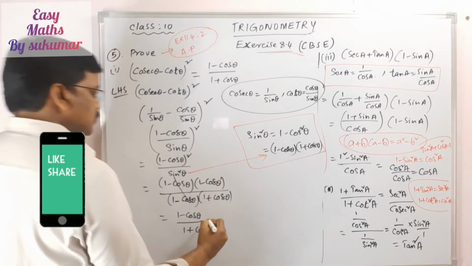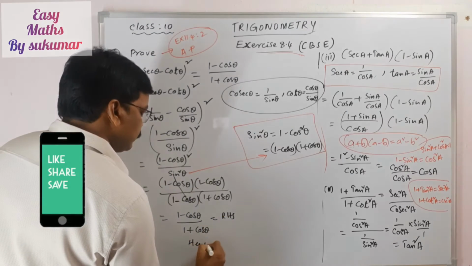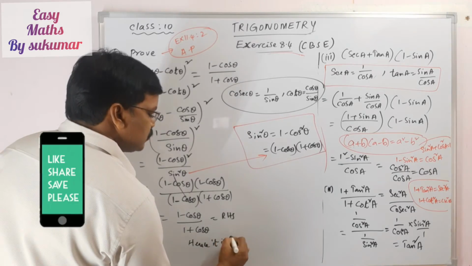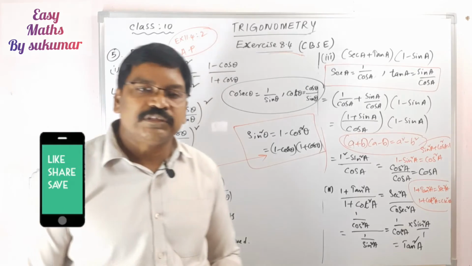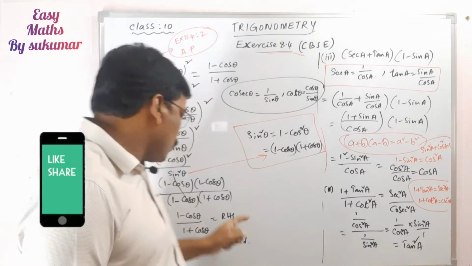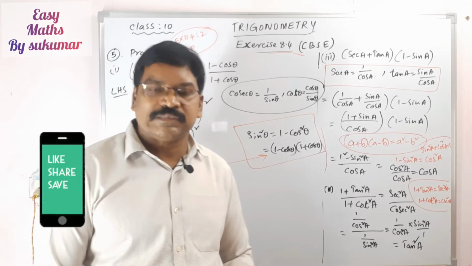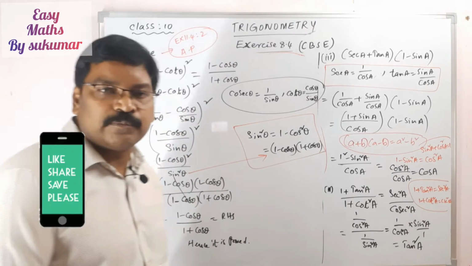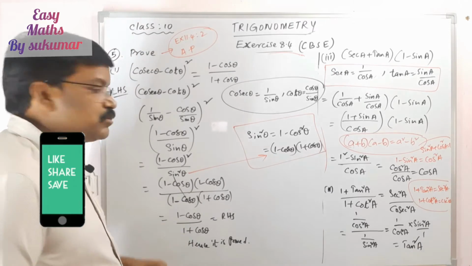This LHS is equal to RHS. Hence it is proved. That means cosecant theta minus cot theta whole square is equal to 1 minus cos theta by 1 plus cos theta. Let me explain this sum. Why is this sum important? Most of the times this sum is given for the public board exams, right?